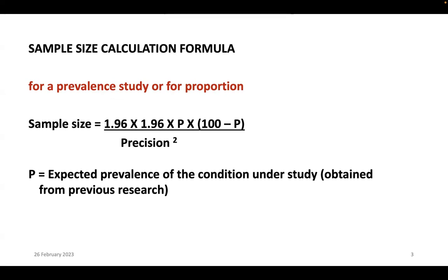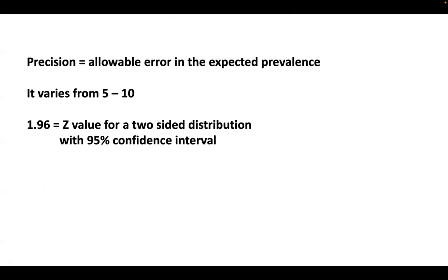What is relative precision? Maybe 5% of the prevalence that we got. So if we got a prevalence of 3, then 2.7 to 3.3 will be the variation. That is 5% of the prevalence that we got. So in that case, it will be relative precision. In most of our community-based studies, we use absolute precision. Absolute precision of 5 to 10% is acceptable.